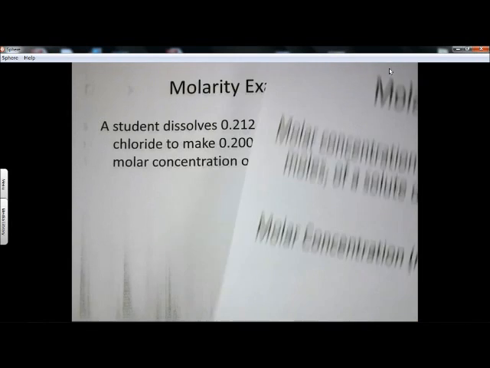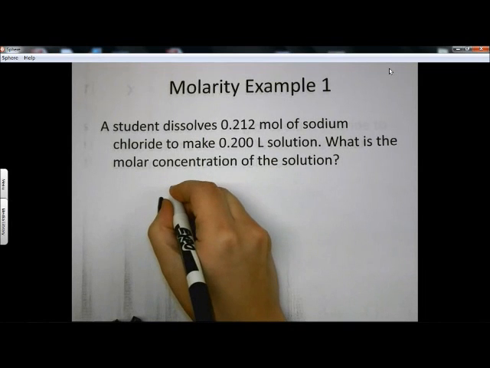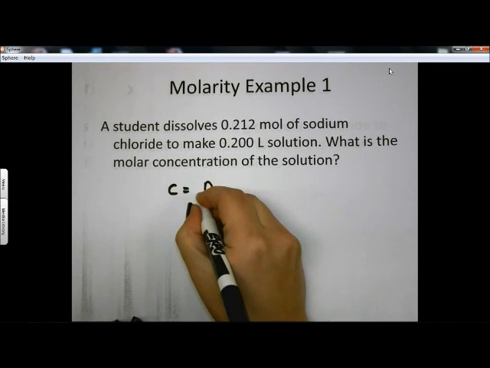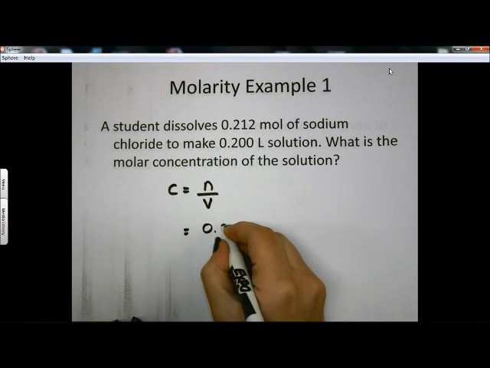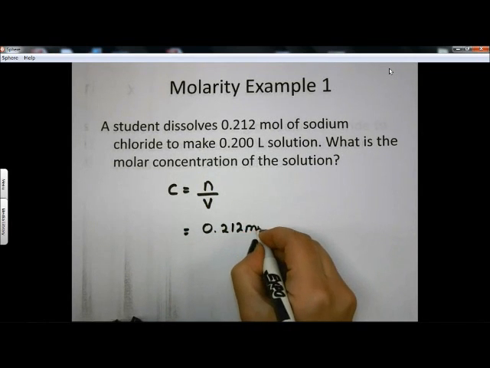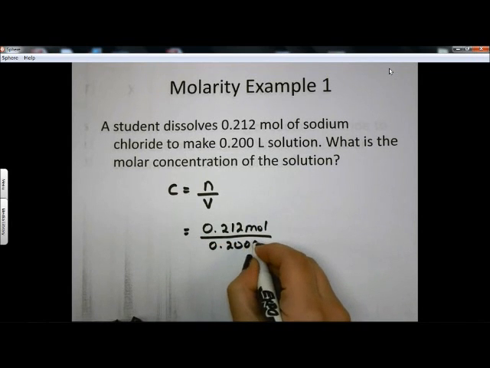So let's try one. Straightforward enough. Molarity example 1. A student dissolves 0.212 moles of sodium chloride to make 0.200 liters of solution. What is the molar concentration of the solution? So we start with our formula. C equals n over V. We know that n is 0.212 mole. We know V is 0.200 liters.